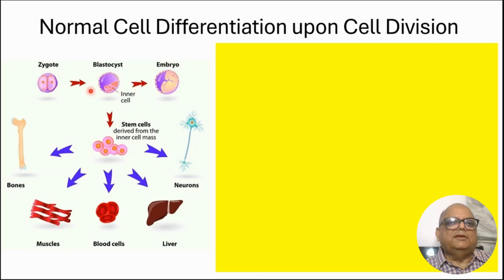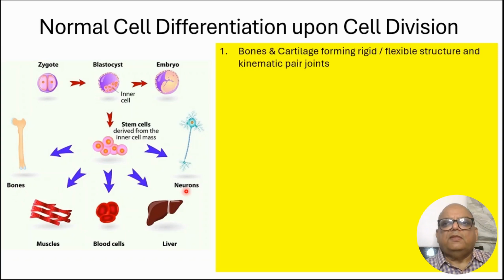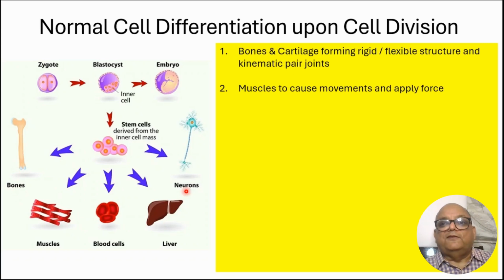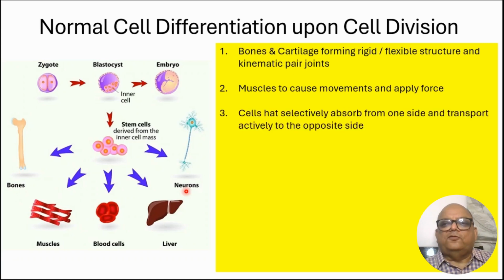Okay, so these are the stem cells or inner cells. This is a fusion of two cells, the zygote. This is an embryonic sandwich. Then you take the stem cell, and it can diversify into different tissues. So what are those tissues? Of course, bones and cartilage, which form the rigid, flexible structure and kinematic pair joints, like knee joints and arm joints, which can magnify the movement through leverage and joints. Then there are muscles which cause the movements and apply force.